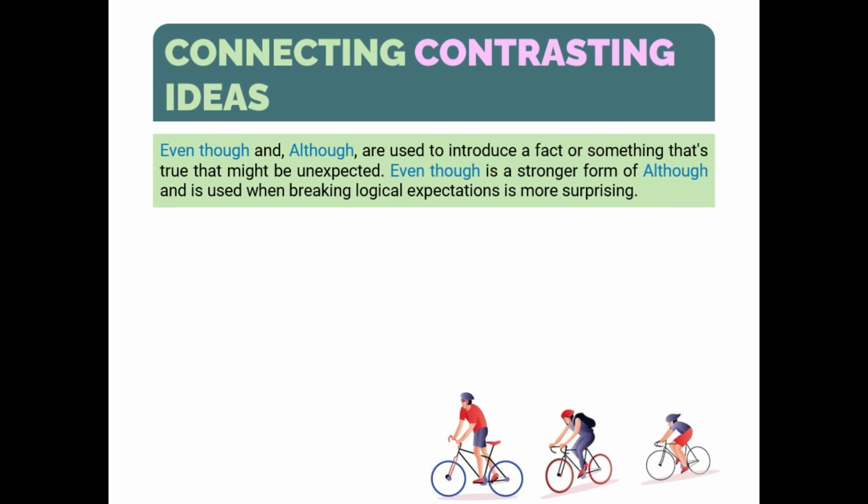Now, even though and although are used to introduce a fact or something that's true that might be unexpected. Even though is a stronger form of although, and it is used when breaking logical expectations is more surprising. Keep in mind that they are placed at the beginning or in the middle of our sentences, following the punctuation rule I mentioned earlier.